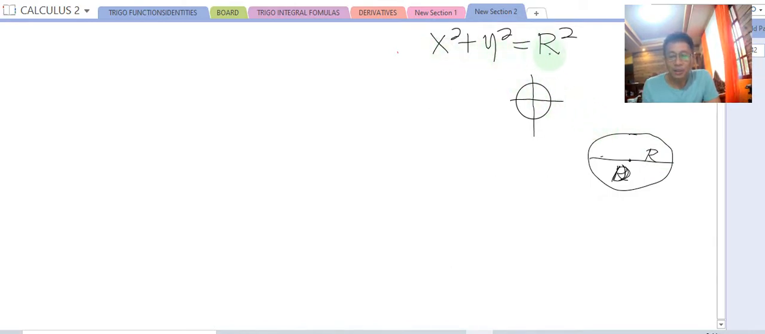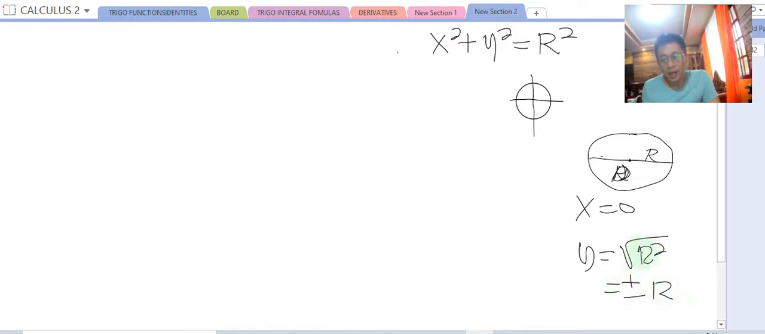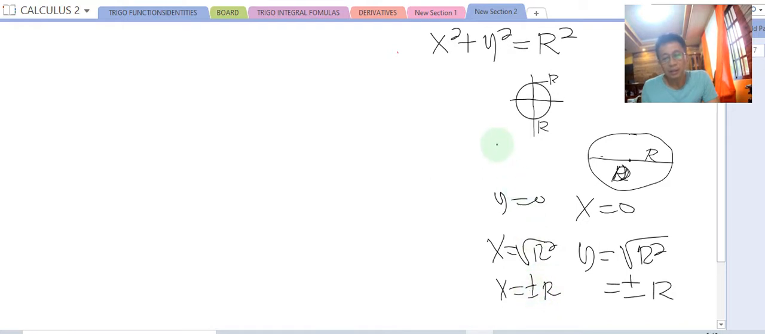X squared plus y squared equals r squared. Kasi nga, if we take x equals 0, y is equal to the square root of r squared, and we have positive and negative r. So, palaging dalawa yung answer mo. Kung ipa-plot mo ito, when x is 0, yung positive r and negative r yung y. Now, kung y equals 0, of course x is the square root of r squared, x is positive and negative r. So, ito naman yung r mo, yung radius. Negative r, positive r.